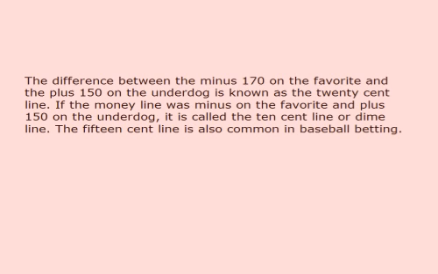The difference between the minus 170 on the favorite and the plus 150 on the underdog is known as the 20-cent line. If the money line was minus 110 on the favorite and plus 100 on the underdog, it is called the 10-cent line or dime line. The 15-cent line is also common in baseball betting.